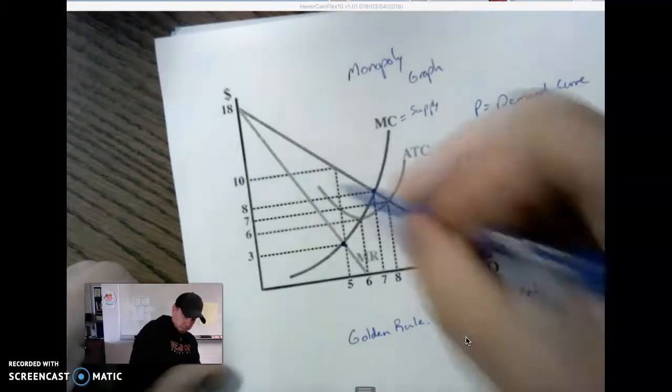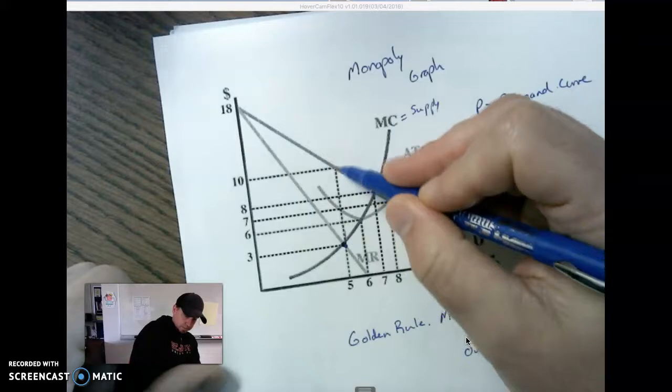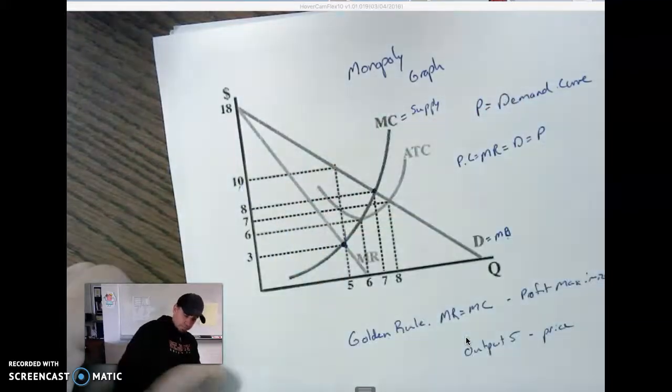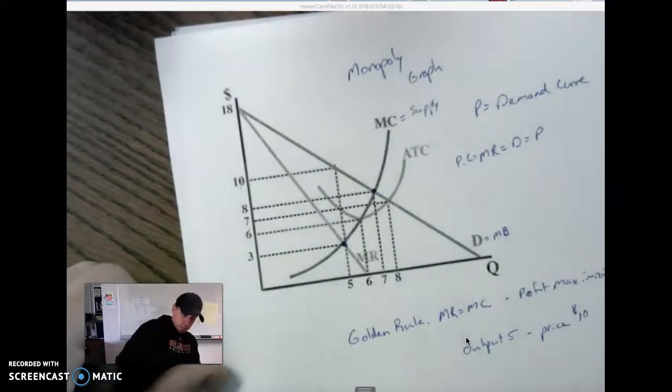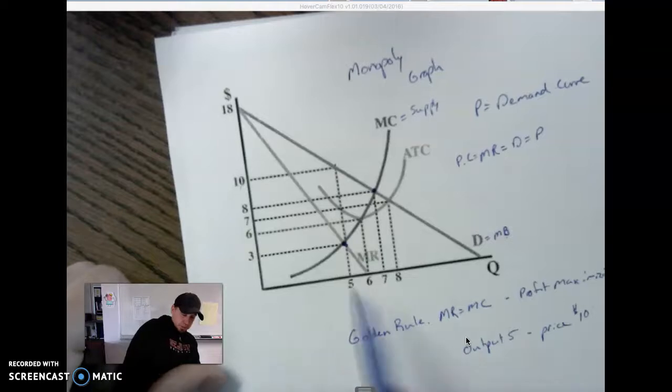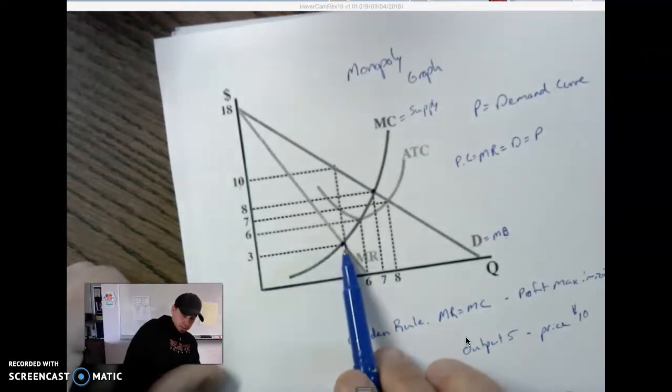Price, remember you've got to go up and hit the demand curve now. Price of 10. So our marginal cost and marginal revenue intersect at 5. This is the profit maximizing output.